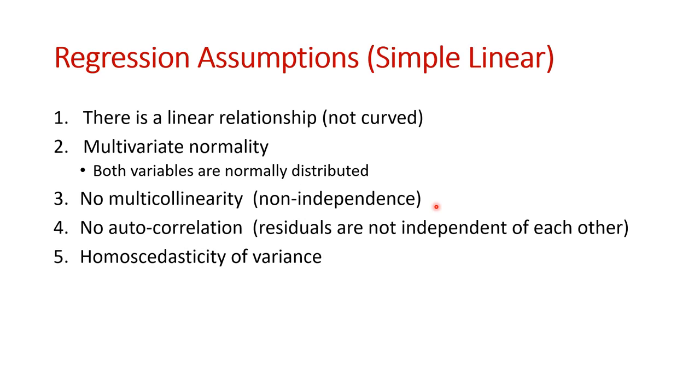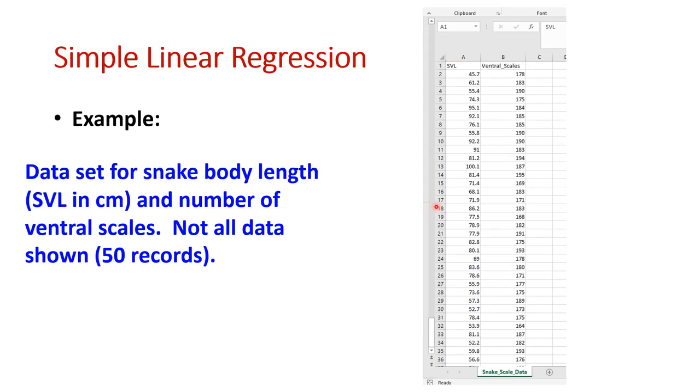Okay. So let's look through an example and then do an example in RStudio. In this case, we're going to use some snake data that I have, and so we have snake body length, which is measured in SVL, or snout to vent length, in centimeters. That will be our independent variable, and then the number of ventral scales, so the number of scales they have along their belly or their underside. Again, that's not technically continuous, that's discrete, but it's a count. And so we have snout to vent length in centimeters, and the number of ventral scales for right about 50 snakes, right?